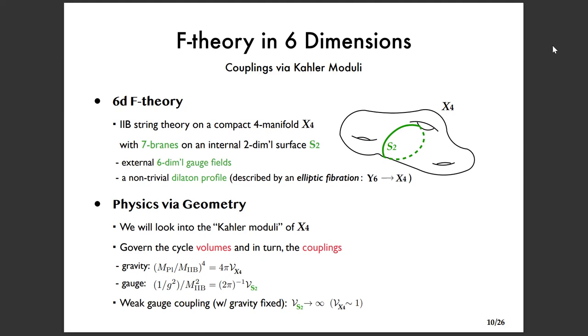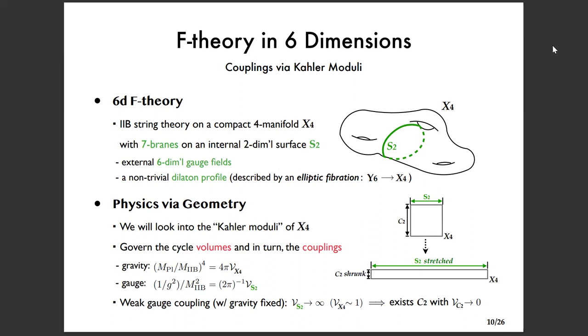So geometrically, this amounts to taking the volume of the S2 to infinity while keeping the volume of the X4 fixed. And it follows that in this limit, there should arise some two-dimensional cycle that shrinks. And I will call it C2. So this should be intuitively clear if you imagine stretching one side of the rectangle while keeping the area of it fixed. So that's sort of the intuition you can have geometrically.